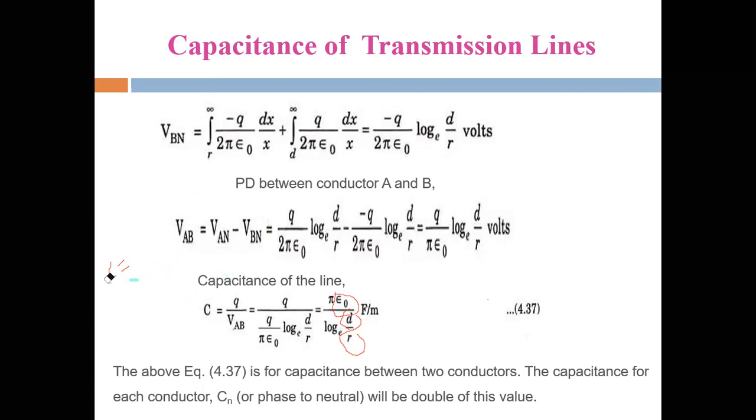Normally the formula for capacitance is Q by V, where Q is the charge and V is the voltage or potential difference. That's why we first calculate the potential difference between the conductors, and after that we calculate the capacitance value C, that is C is equal to Q by VAB.